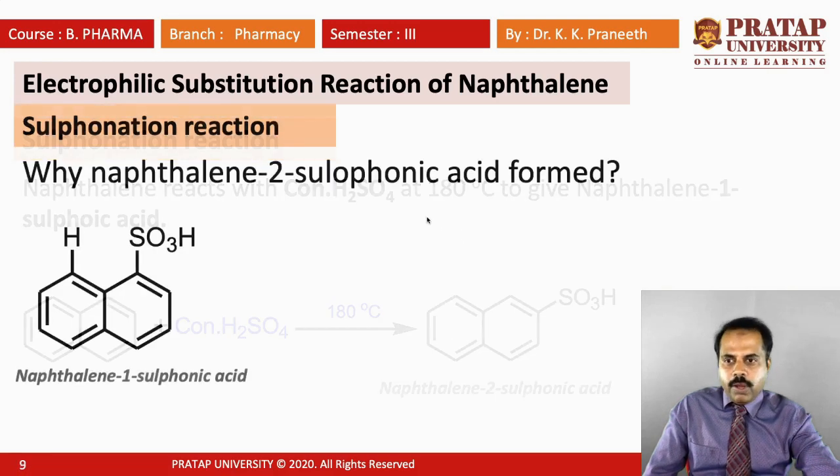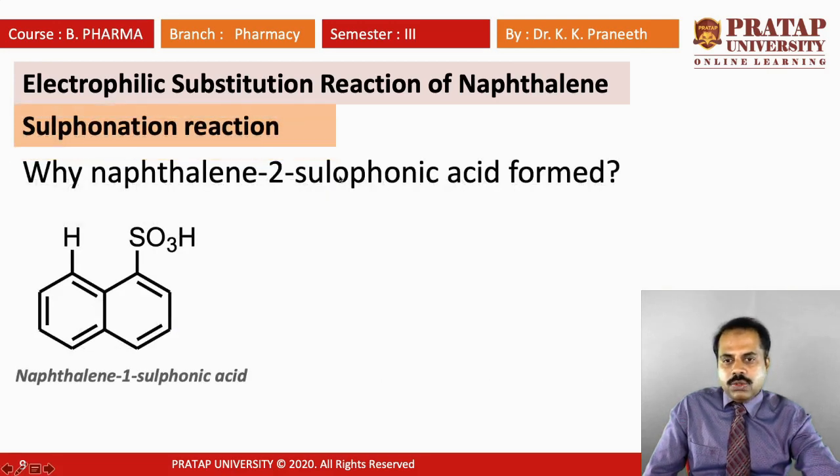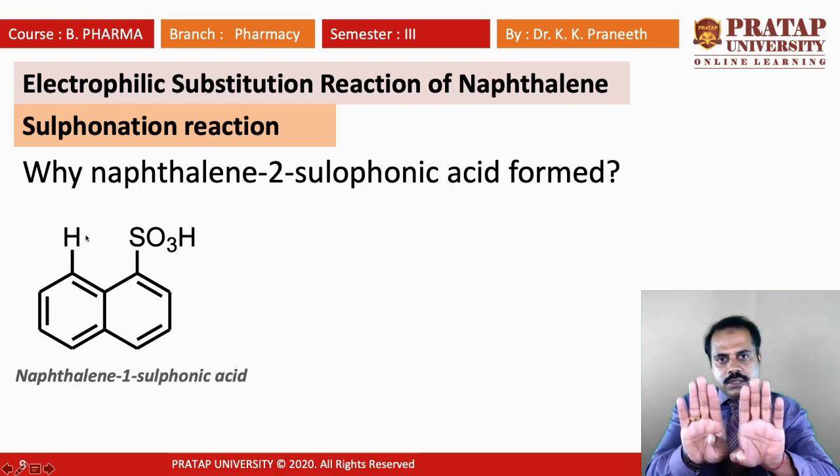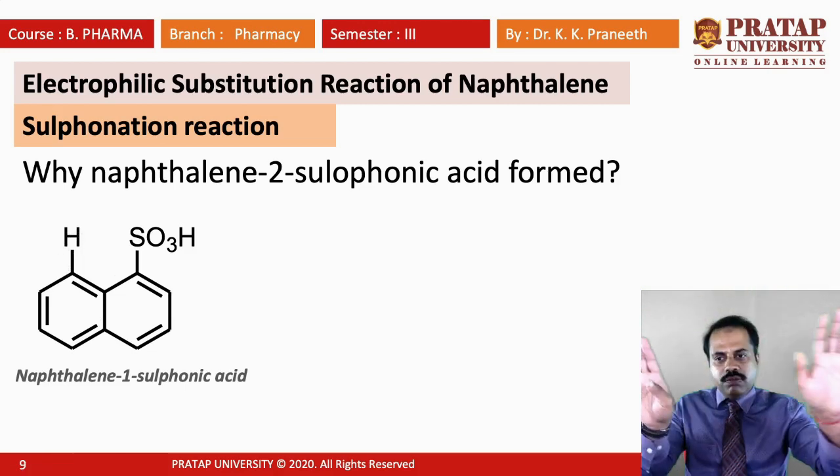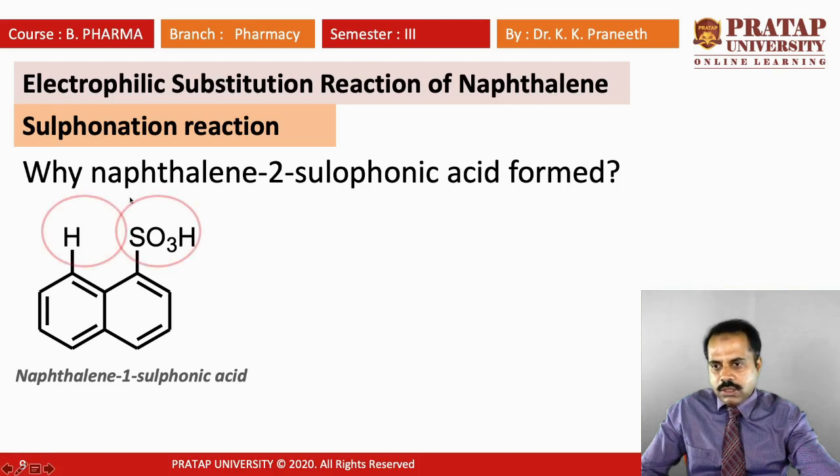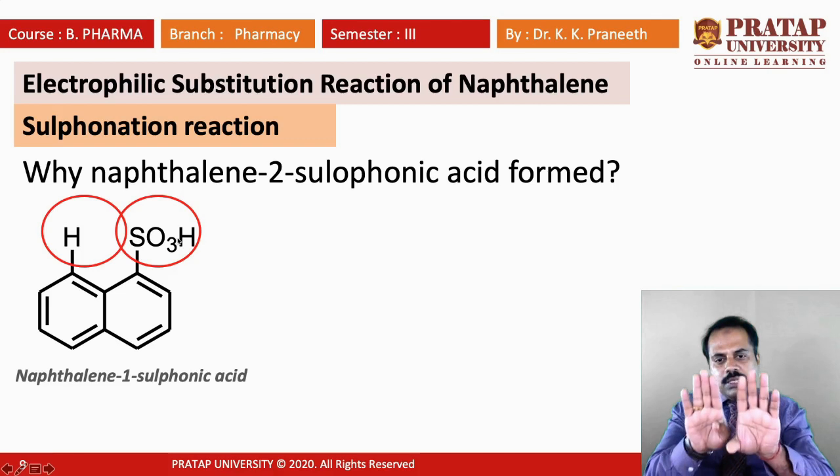So let's see why naphthalene 2 sulfonic acid is formed. We can raise this question. So this is naphthalene 1 sulfonic acid, and if you look carefully, I also put the hydrogen. Each carbon is having one hydrogen. Especially this hydrogen is very important because this is straight, and the sulfonic acid group is also straight. You see, this is straight and this is also straight, and there is an interaction because this is very close.